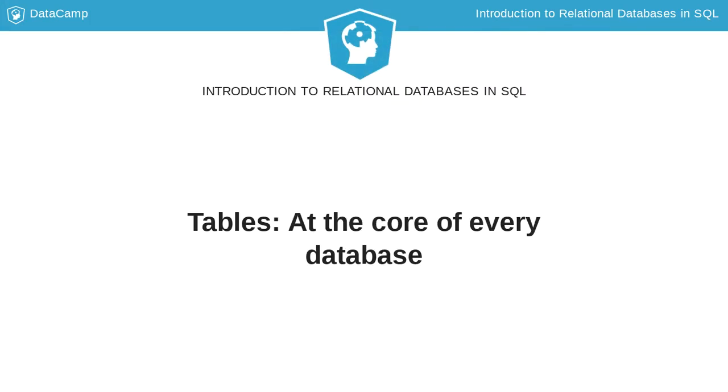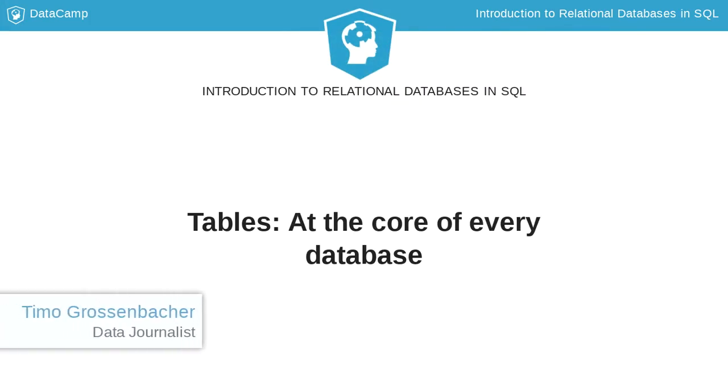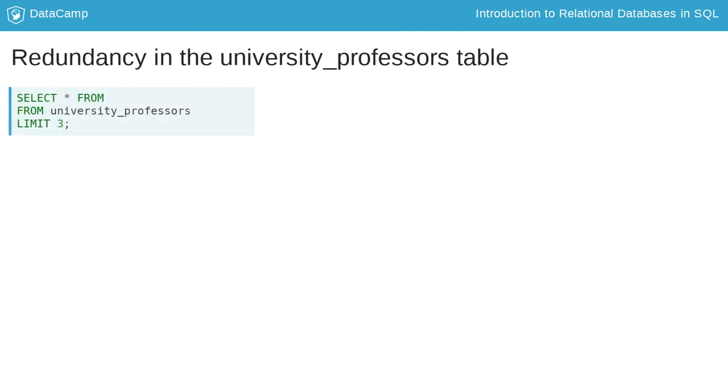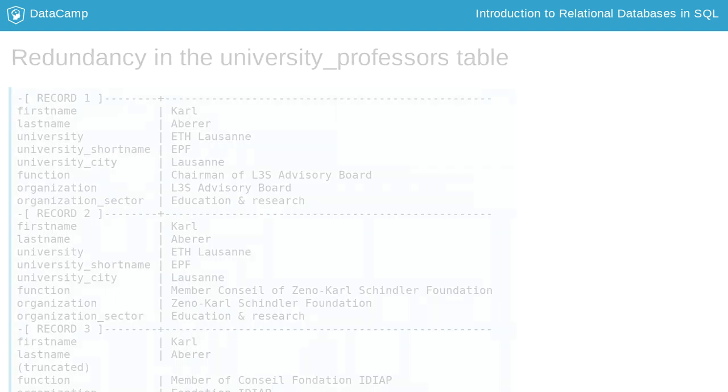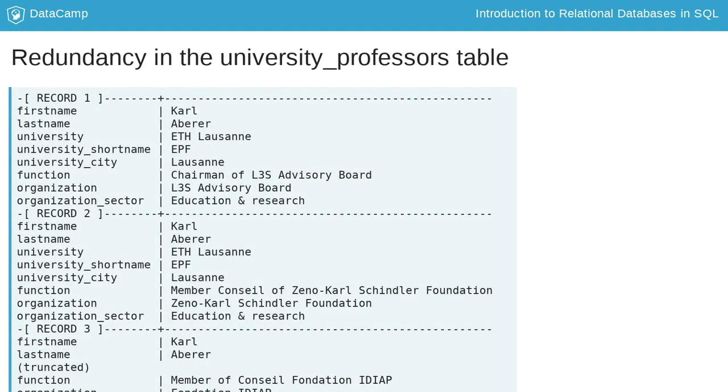Now that you've had a first look at your database, let's delve into one of the most important concepts behind databases: tables. You might have noticed that there's some redundancy in the university professors table. Let's have a look at the first 3 records, for example. As you can see, this professor is repeated in the first 3 records.